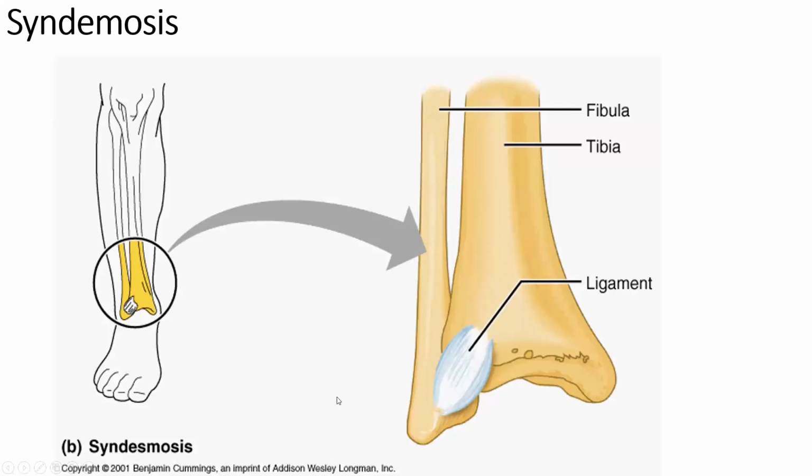Now, another one though, in addition to the symphysis, is the syndesmosis. And we see this at the bottom of the leg. The example of the syndesmosis is the connection between the fibula and the tibia down at the ankle. Now remember, there is no ankle bone. The ankle is made up of the medial malleolus from the tibia and the lateral malleolus from the fibula.